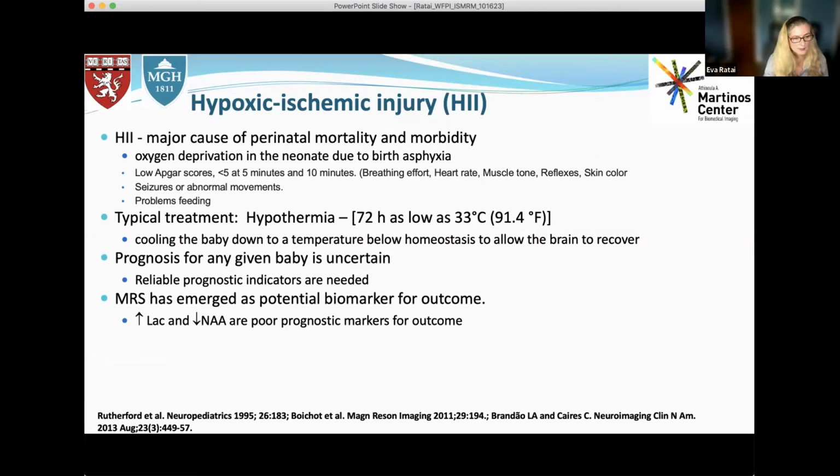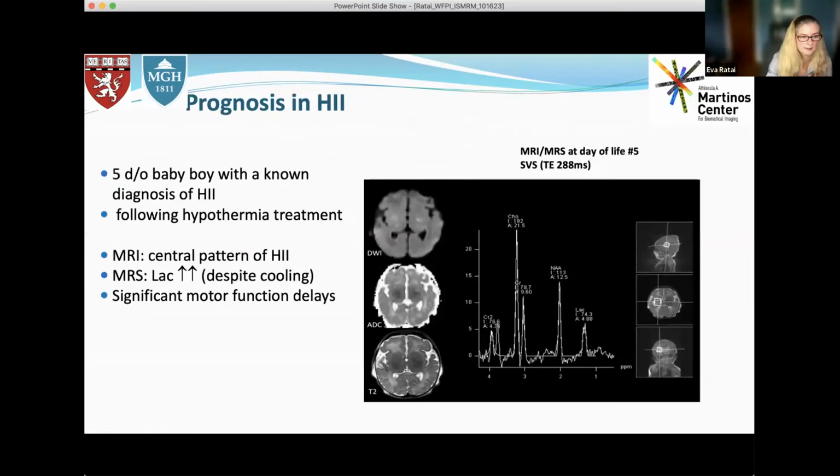So MR spectroscopy, among other things, has emerged as a potential biomarker where we can look at an increase in lactate and a decrease in NAA as poor prognostic markers. So here's an example of a 5-day-old baby boy with known diagnosis of hypoxic ischemic injury, who followed hypothermia treatment. The MRI still shows a central pattern of hypoxic ischemic injury, but despite cooling, there's kind of a lot of lactate. So it's much higher than we want it to be. So he had significant motor function delays.